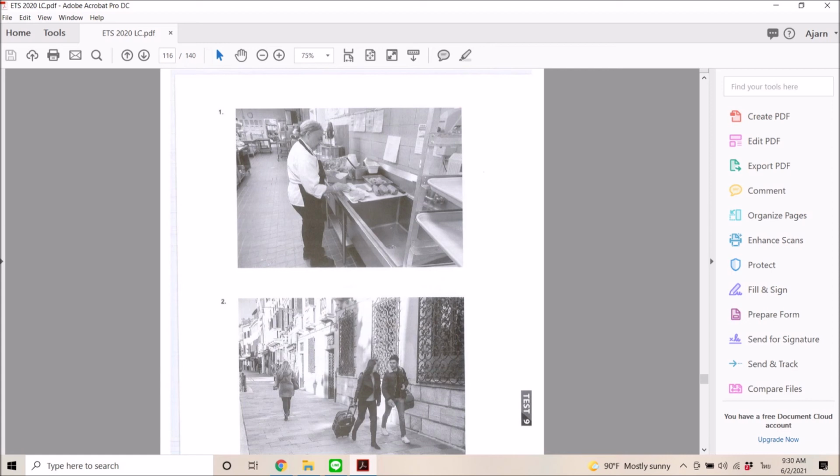Number 77. What type of event is the announcement about? Number 78. Why are the listeners encouraged to download an application? Number 79. What does the speaker say volunteers will receive?